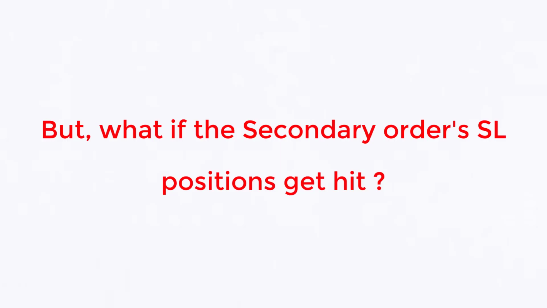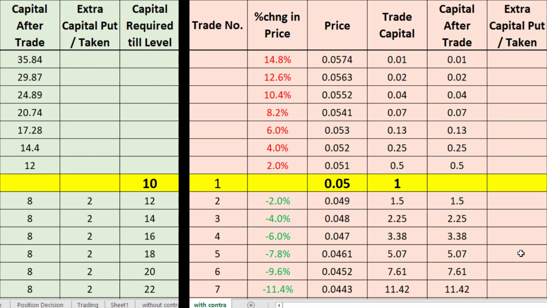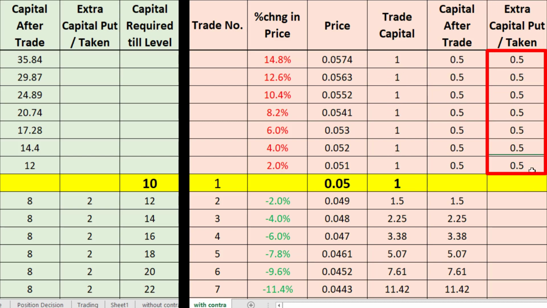But what will happen if the secondary order's stop loss gets hit? The secondary order's SL will hit if price starts moving up. On every 2% rise in price, we will be losing $0.5 from the $1 capital. In such cases, we will repeat our previous DCA technique. We'll add an extra amount on each SL hit level to make it back to $1. But where will we get this extra $0.5 from?